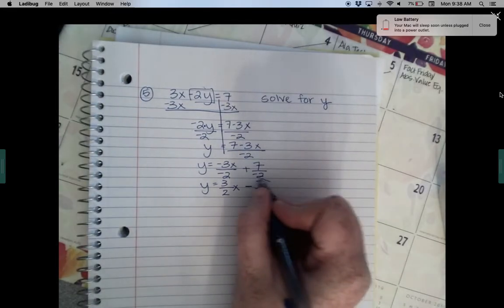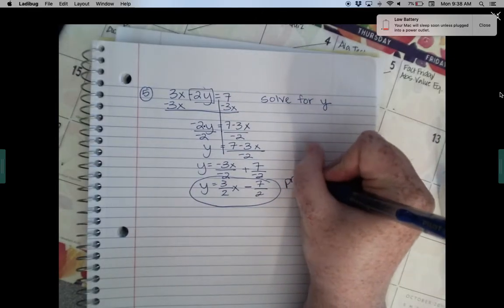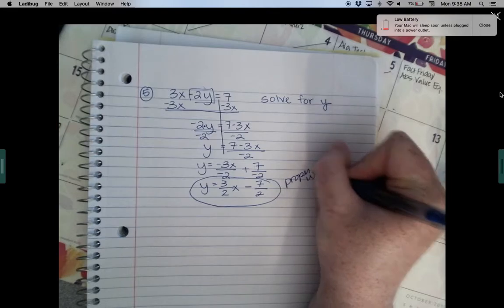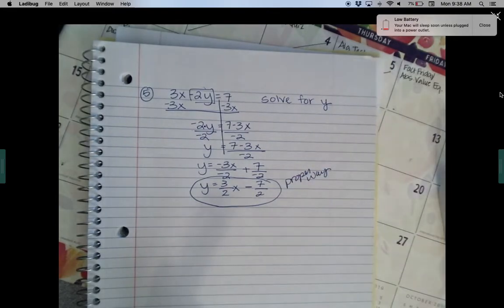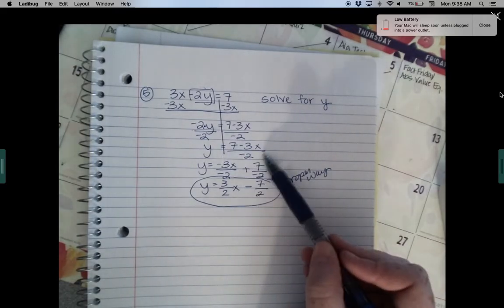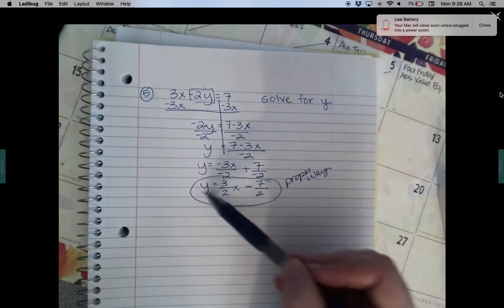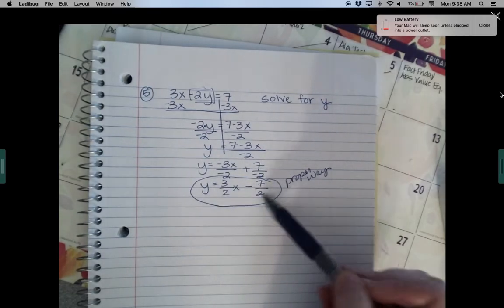So really this is the proper way to write your answer. If you wrote it the other way, you'd probably lose a point. You wouldn't get the whole thing wrong, and I'd guess that Ms. Detlefson would agree. You would get most of your points, but you'd probably lose 1 point for not writing it properly like this.